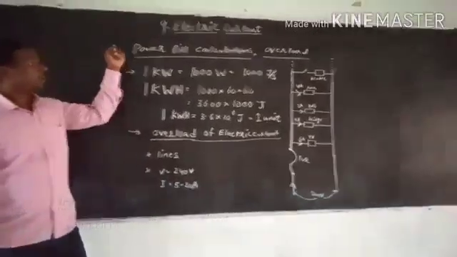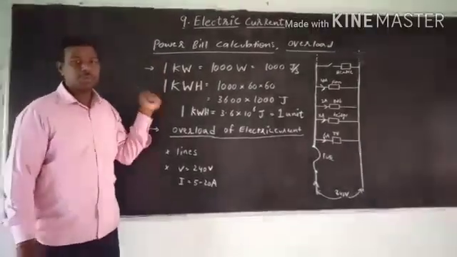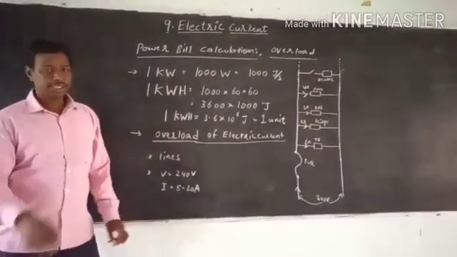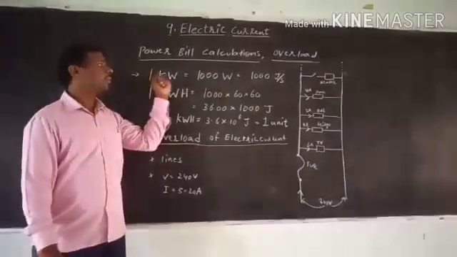Today let us see how power bill calculations are done. In power bill calculations, generally we use a word called unit of current. Let us see what is one unit of current. Generally 1 unit of current is nothing but 1 kilowatt.